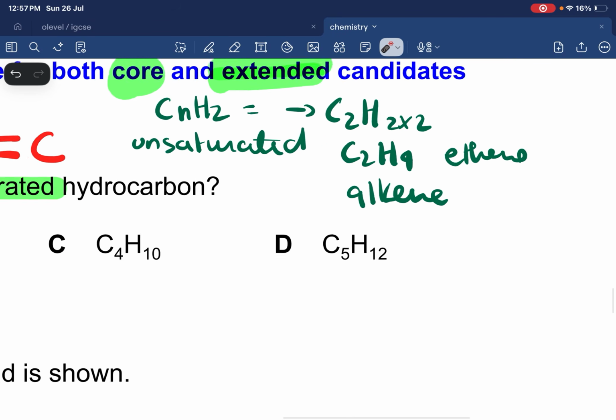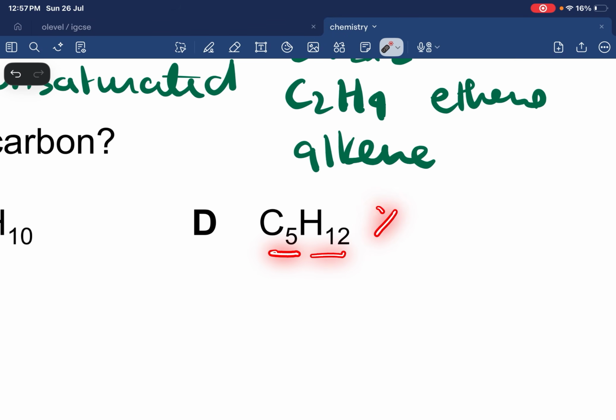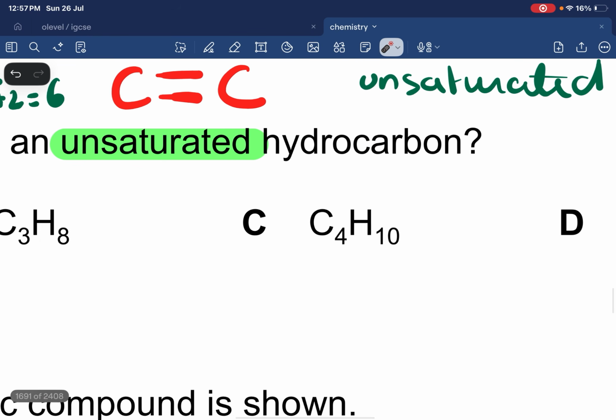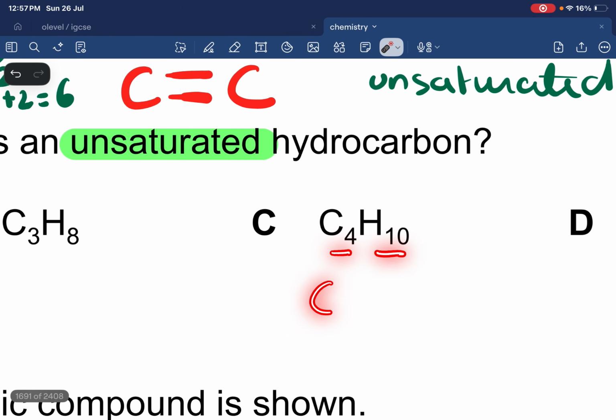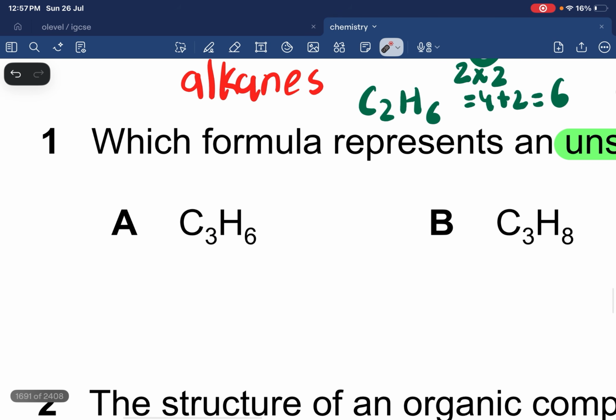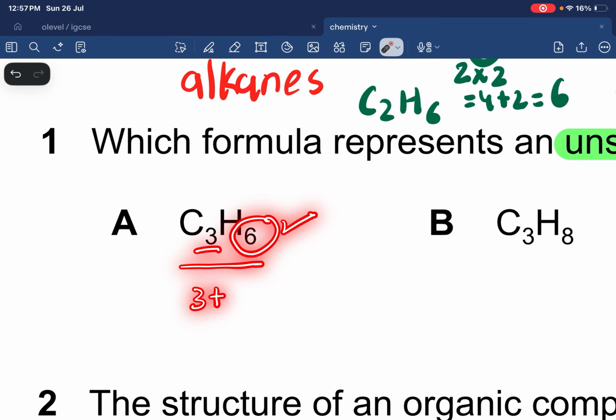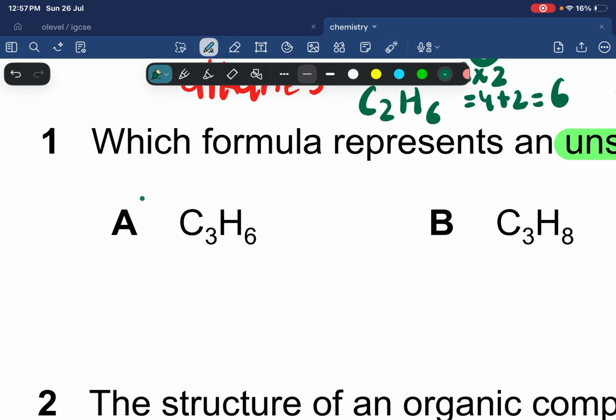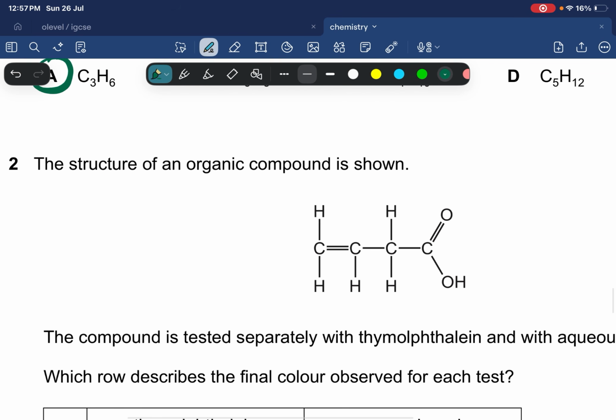So if I start with my last option, C5H12, no. For unsaturation, I need C5H10. I need the hydrogens to be double the carbon. So wrong. C4H10, again wrong. I need C4H8, because I need the hydrogens to be double the carbons. Next, C3H8, again wrong. I need C3H6. Next, C3H6, that's correct, because hydrogen is double the carbons. 3 plus 3, you double it and it becomes 6. So option A is the correct option.